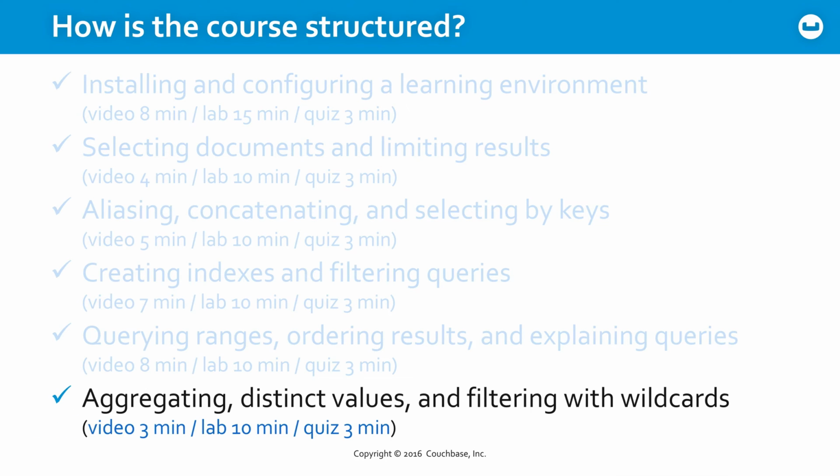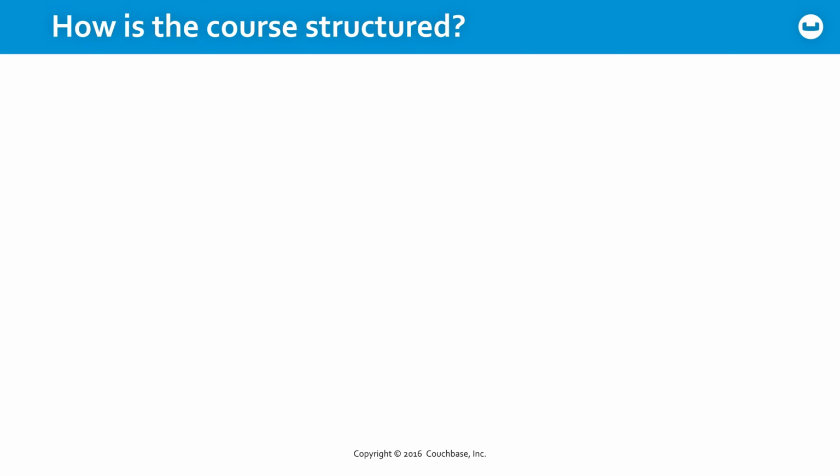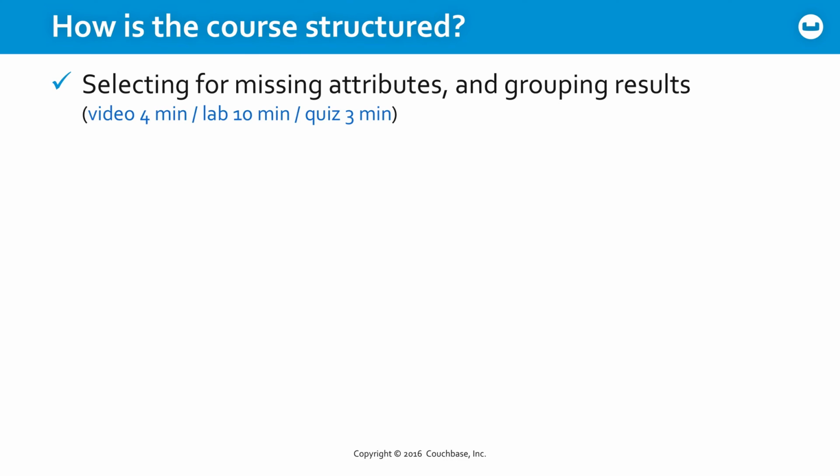We'll then look at features such as aggregation, selecting distinct values, and filtering with wildcards. The shortness of the video is an indication of how familiar all this may already be to you. Then we're going to select for missing attributes and group results.